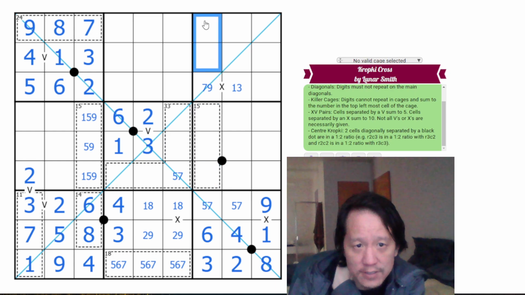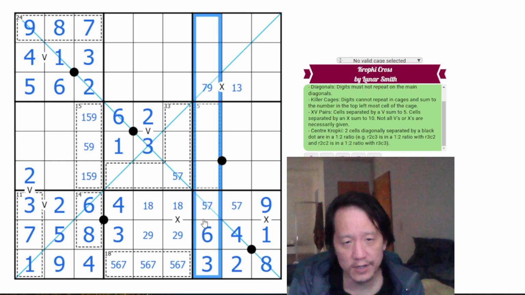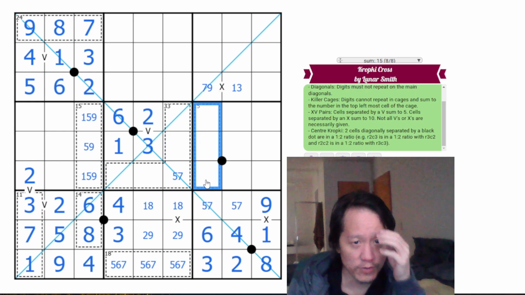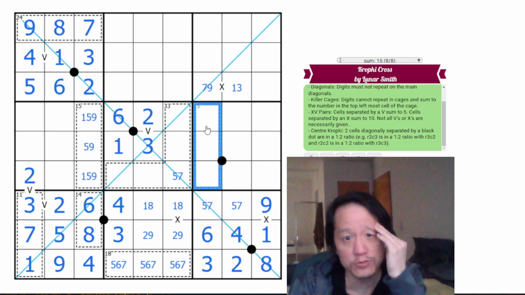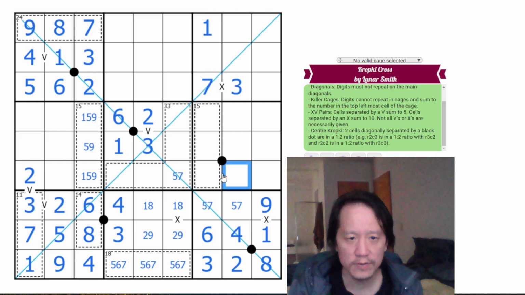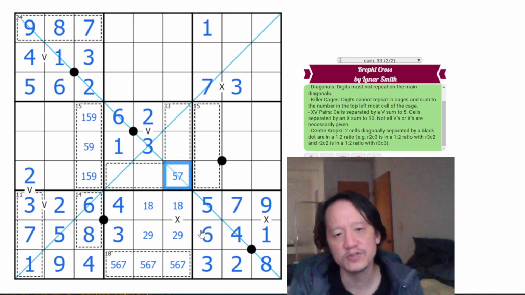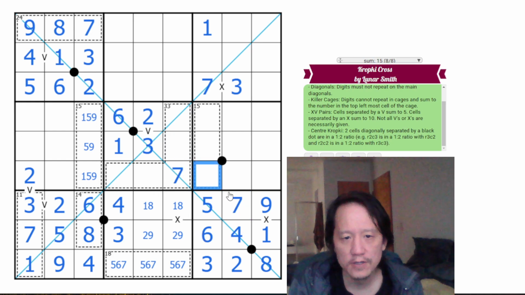Therefore, 1 has to be in one of these two cells for the column to have a 1, right? Because we tried 159 and we tried 168, and those are the only combos with 1 that add up to 15. Therefore, 1 has to be one of these. Can't be here, so therefore it must be here. So this is 1, which means this can't be 1. This is 3 and 7. This can't be 7, so this is 5. This is 7. This can't be 5 because of the diagonal, so that's 7.